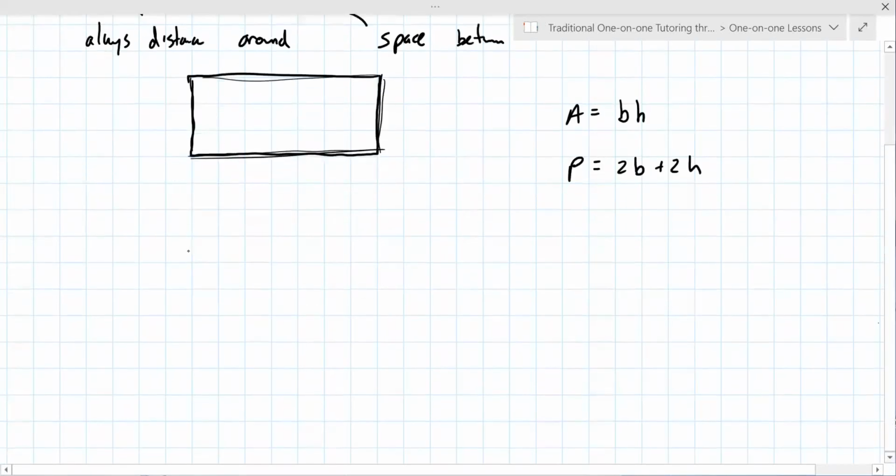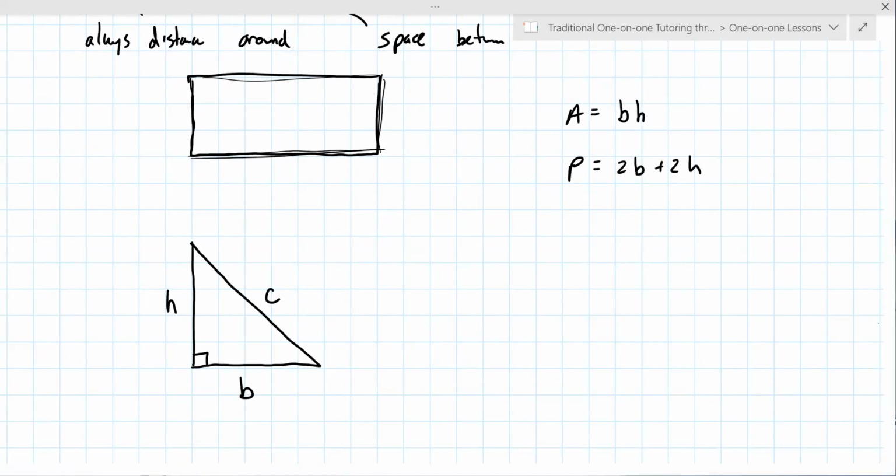We'll look at a triangle here. This is the base, and this is the height, and we'll call this C. You recall the formula for this one? What is the formula for a triangle?